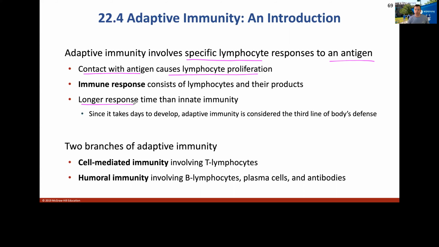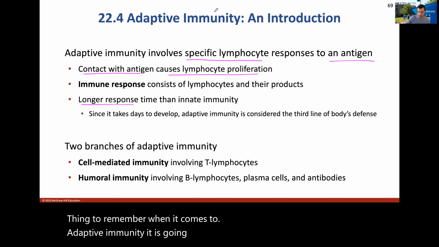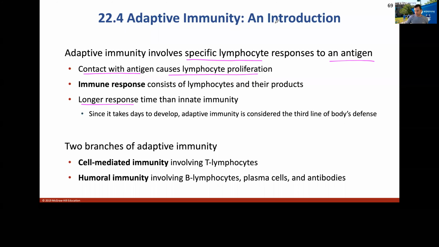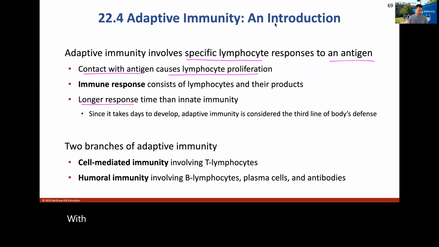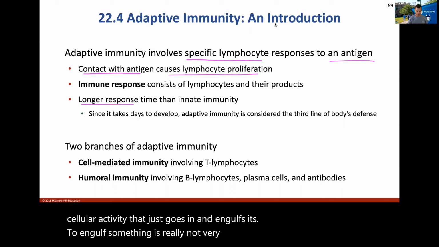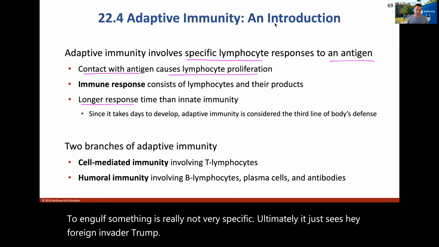The thing to remember when it comes to adaptive immunity is that it is going to take a little bit longer. That's probably the one thing that does separate it from innate. With innate, it's just non-specific. We have all of our various different general types of cellular activity that just go in and engulf. To engulf something is really not very specific ultimately. If it just sees, oh, hey, foreign invader, chomp, not very specific, all right?